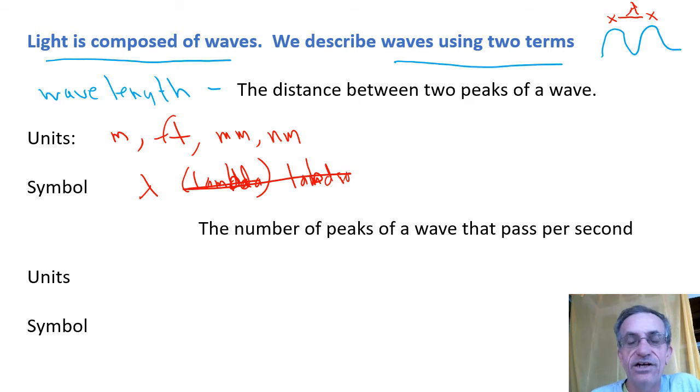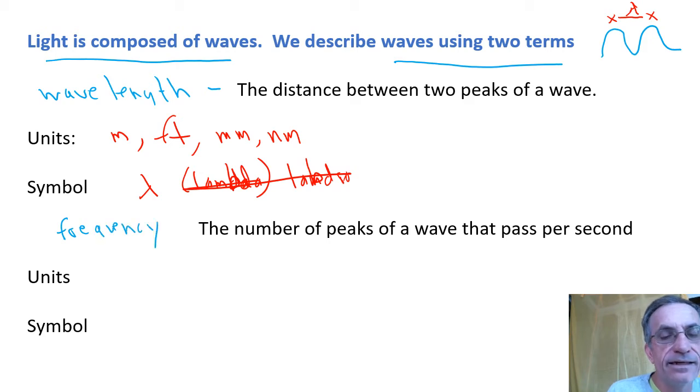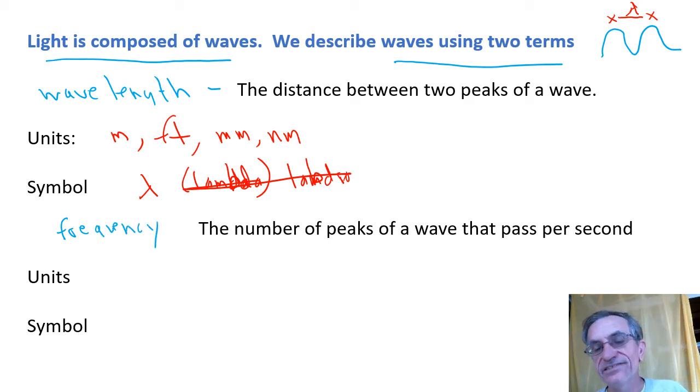All right, so there's another way we can describe waves, and that is something called frequency. Frequency is the number of peaks of a wave that pass per second. To understand frequency, you have to imagine, just like waves on the ocean, they're not standing still. Light waves are also traveling.